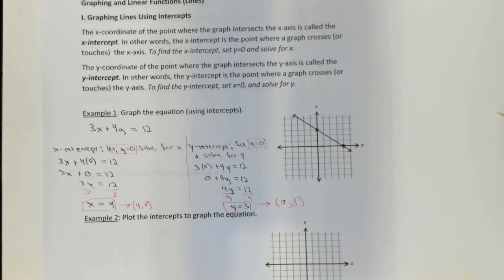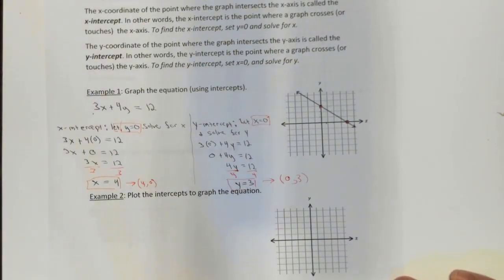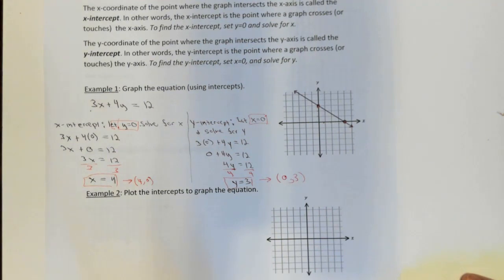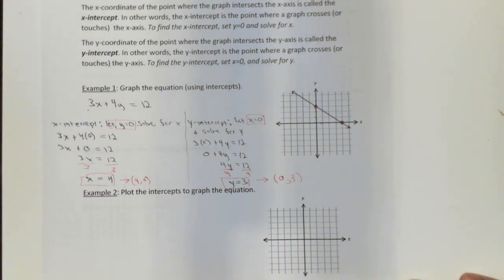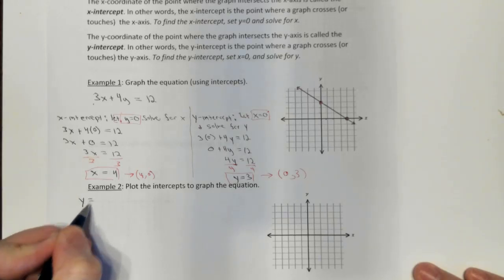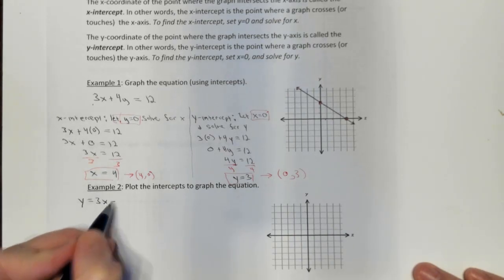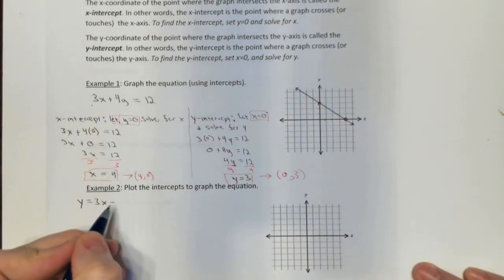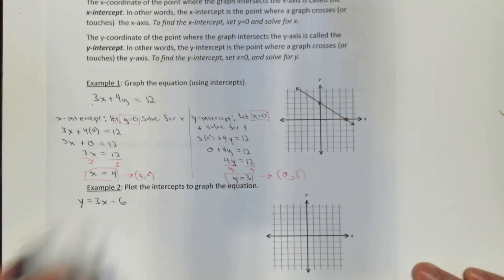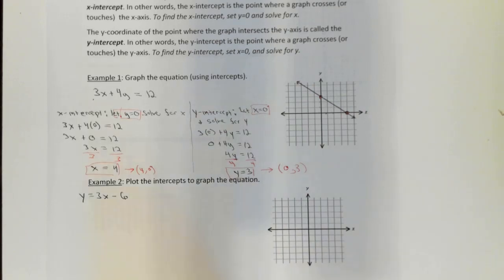Let's do another example. That one was in standard form. We'll do something in slope-intercept form. You don't have to know what these forms are necessarily right now, but I just wanted to give you some different practice. So y equals 3x minus 6.